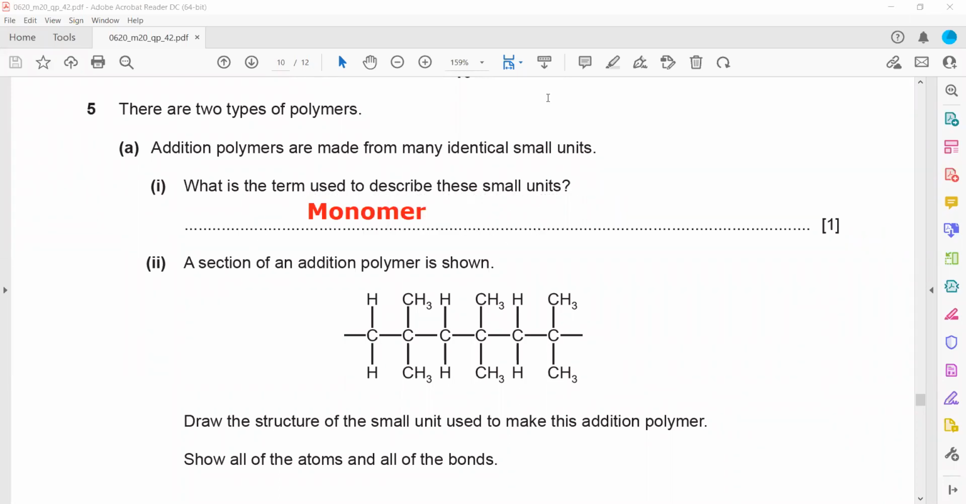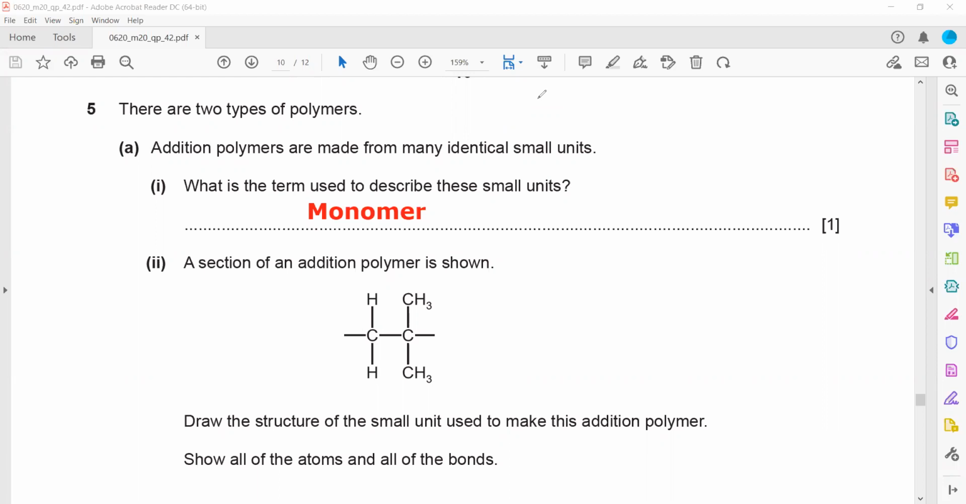A section of addition polymer is shown. Draw the structure of a small unit. So this is a polymer. A section of a polymer is given, and we want to draw a monomer. Remember, whenever you have a polymer given to you, you will just take the first two carbon atoms, sort out the first two carbon atoms, and hide the rest. And we'll just draw the same structure but with a double bond.